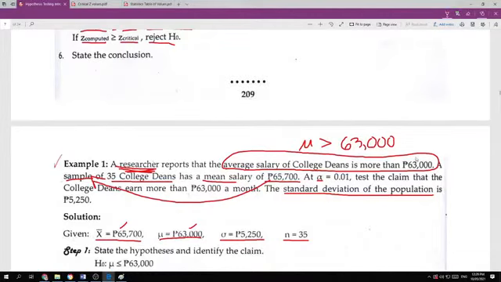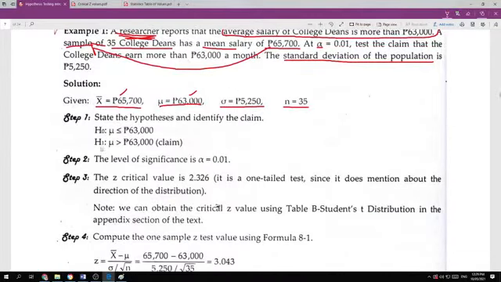So look at this. This is our claim. This is now the alternative hypothesis. As I mentioned in our last discussion, if you're given the greater than, what is the null hypothesis? It should be less than or equal to. So take note of this. If you're given this claim, what is the null hypothesis? The opposite, less than or equal.